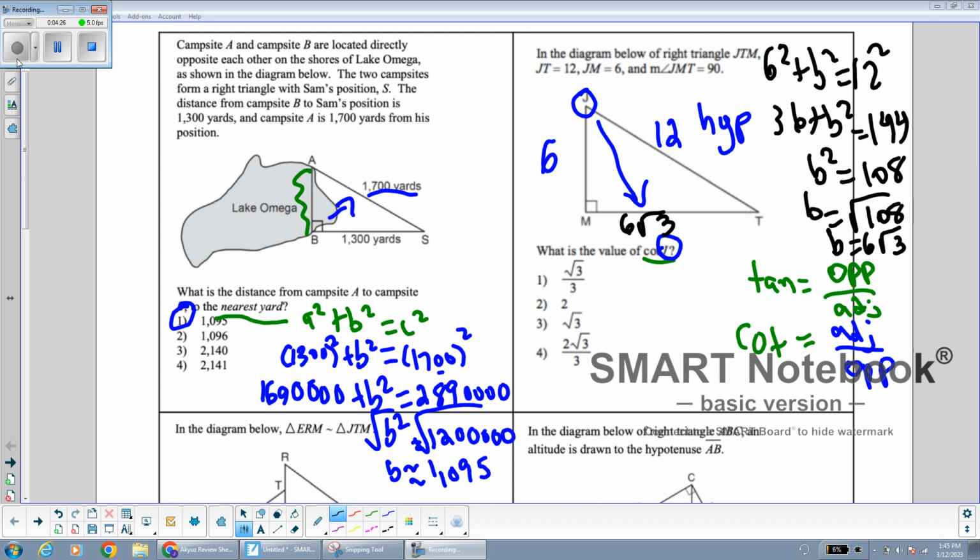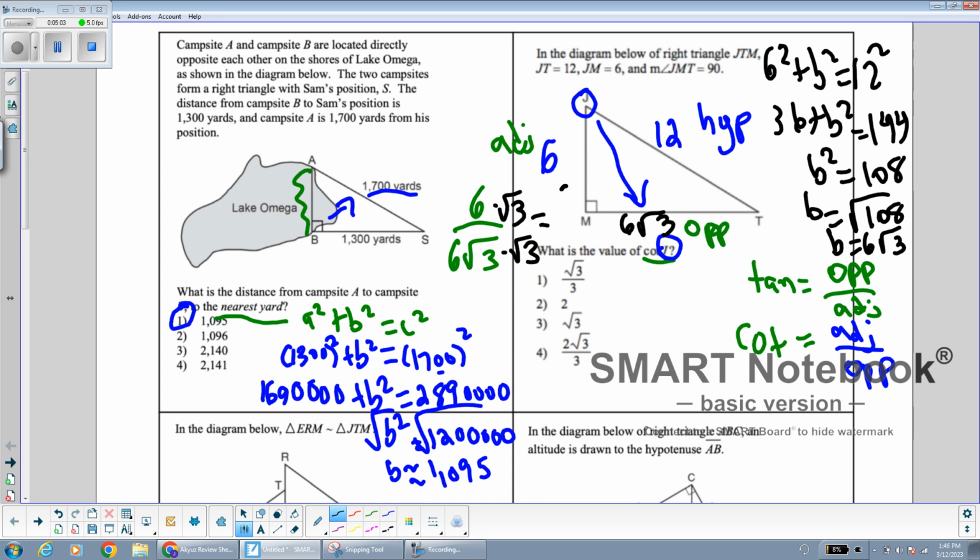Okay, from here, let me write my cotangent ratio. So cotangent is adjacent over opposite because it's the reciprocal of tangent. Here we have adjacent to angle J, and here we have opposite. So adjacent over opposite. But remember, we can't leave a radical in the denominator, so we have to rationalize it by multiplying the top and the bottom by the radical we want to get rid of from the denominator.